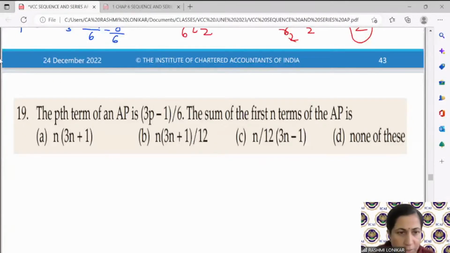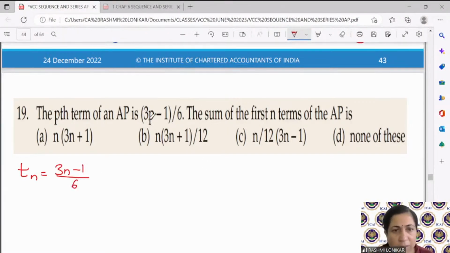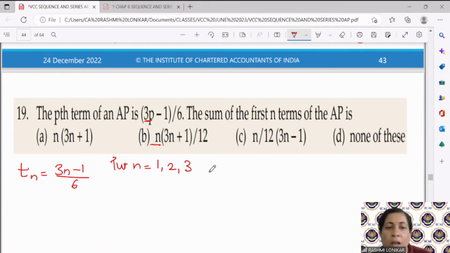Okay. So this example is simply Tn is equal to (3n minus 1) upon 6. Same thing. They just use this P, and here they're using n only to confuse you. So what I have done, the same thing, I've just put n is equal to 1, 2 and 3, and find the series.